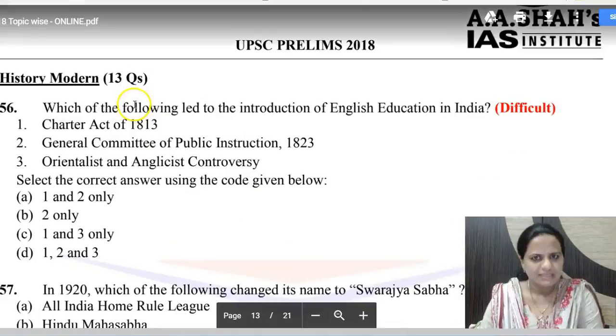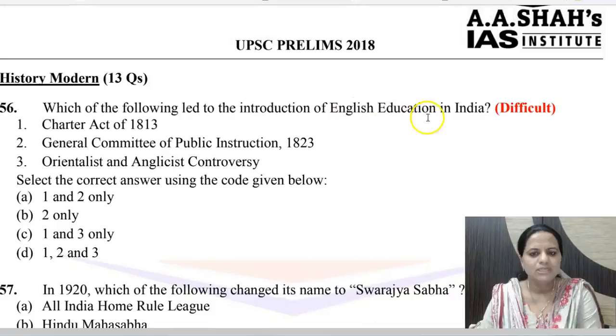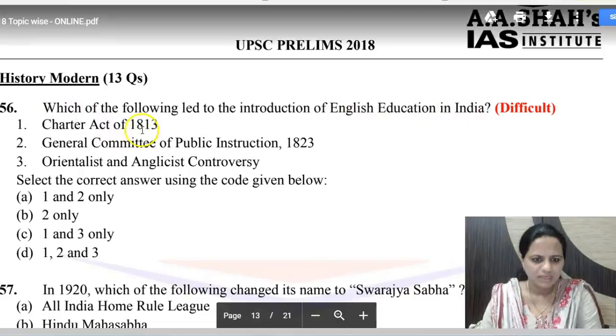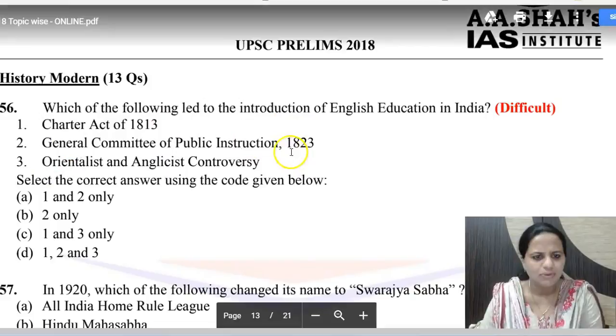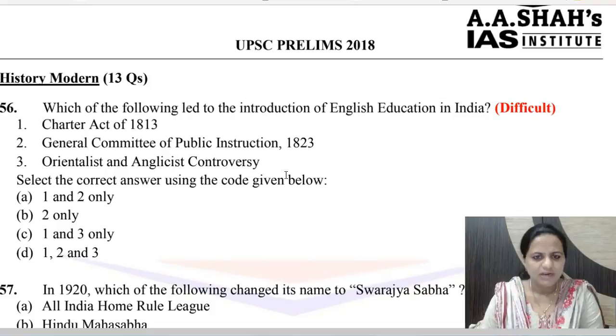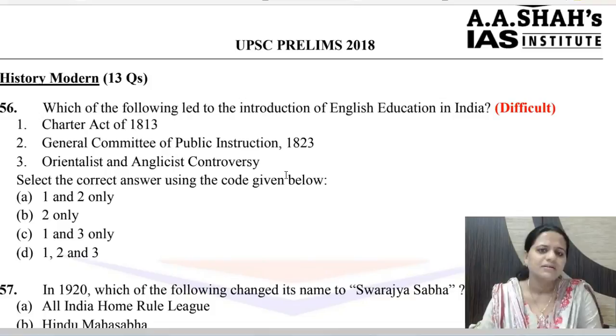The first question here is, which of the following led to the introduction of English education in India? Of course, we do know English education was introduced through various charter acts. But here again, the Charter Act of 1813 specifically, yes, General Committee of Public Instruction 1823 does not come up quite often in History Modern, which you read through Spectrum or through Bipin Chandra. So this is a difficult question. Orientalist and Anglicist controversy, of course, you should be knowing about. The correct answer here is actually D.